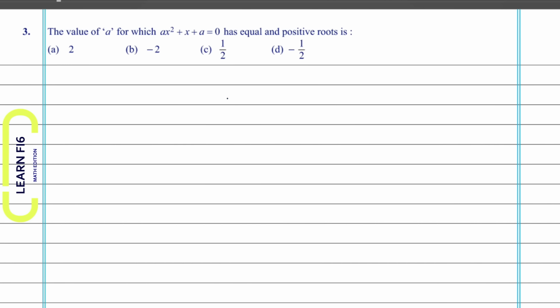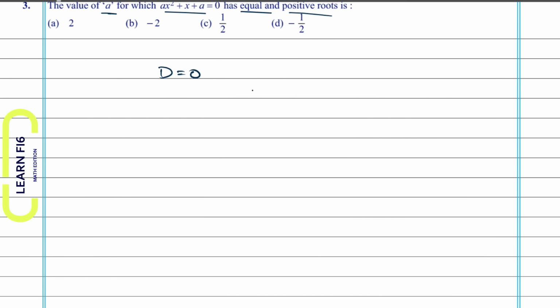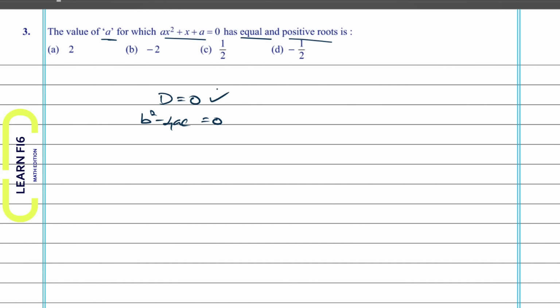Next, find the value of a for which ax square plus x plus a equals 0 has equal and positive roots. So we have to use the discriminant condition. For equal roots, the D value should be 0. We have to find the value of a so that this quadratic equation will have equal roots, and for equal roots, the discriminant value should be 0. We can write the discriminant as b square minus 4ac, which is equal to 0. So you can find the values of a, b, c from the given equation.